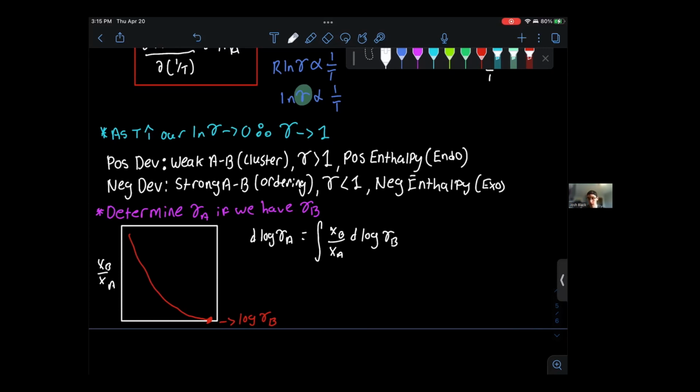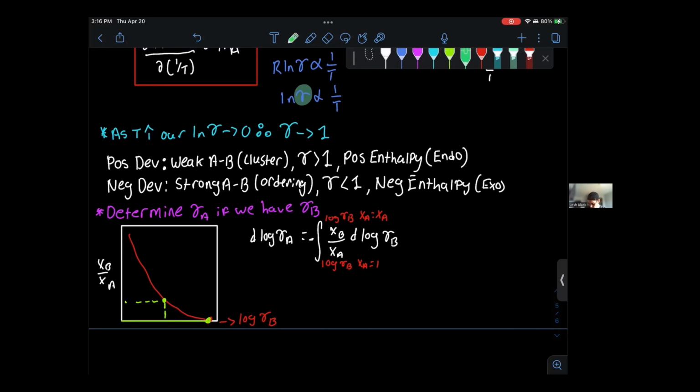Now, I don't know how to integrate that. So what we're going to do is look at the different shapes that we can make and calculate the area underneath the graph at every single point. And sorry, this should be negative. The first bound is log gamma B when xA is equal to 1. When xA is equal to 1, xB is equal to 0. So where is our log on the x-axis? It's right here. Our second one is going to be log gamma B at any arbitrary point, xA is equal to xA. Let's say the xA we want is right here.